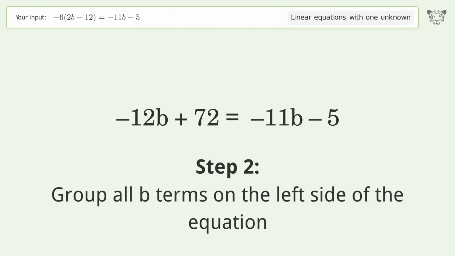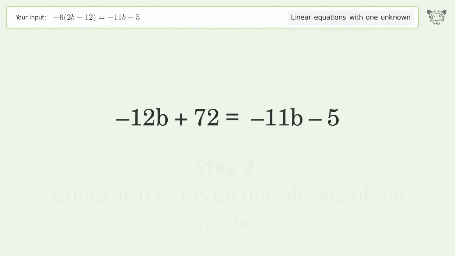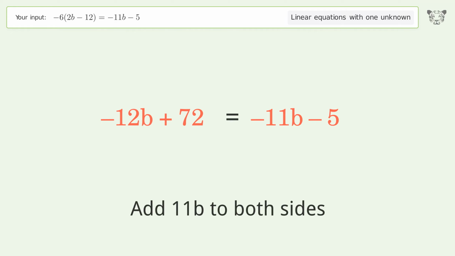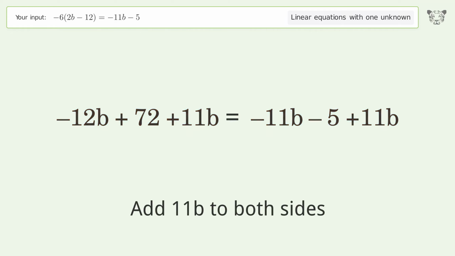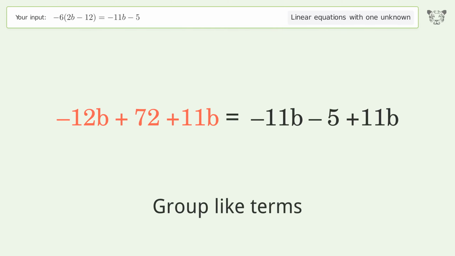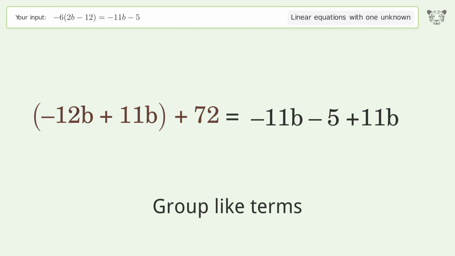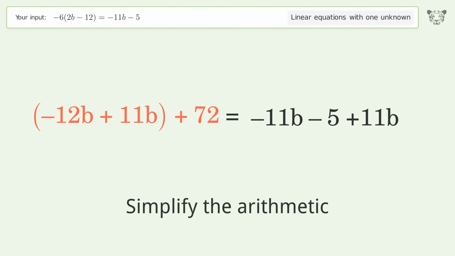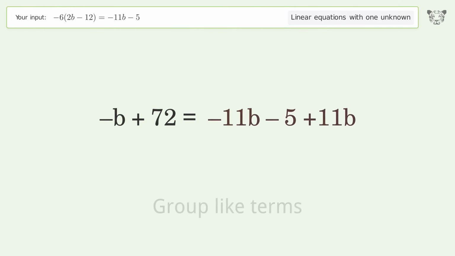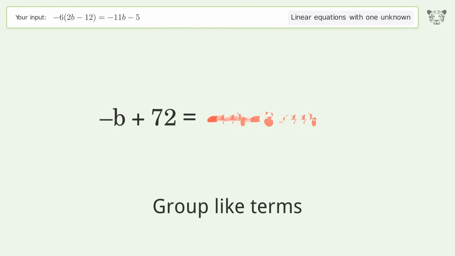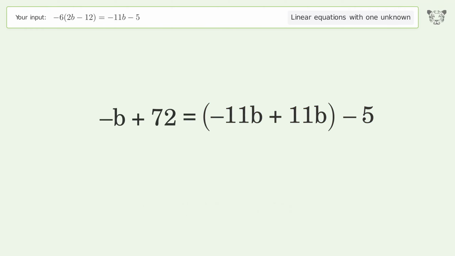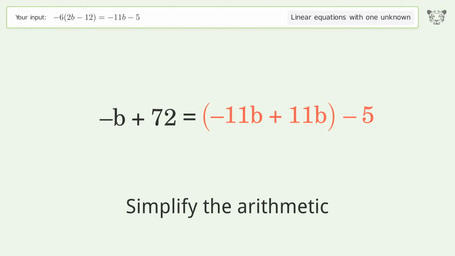Group all b terms on the left side of the equation. Add 11b to both sides. Group like terms. Simplify the arithmetic. Group like terms. Simplify the arithmetic.